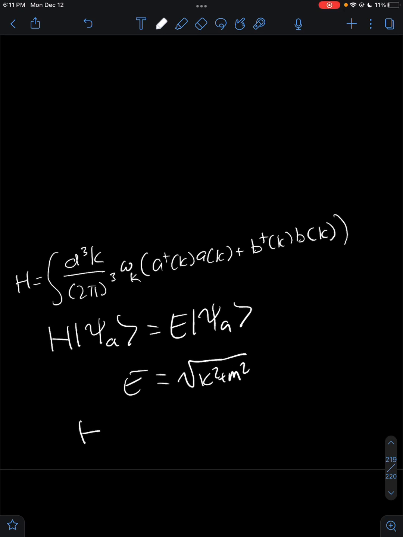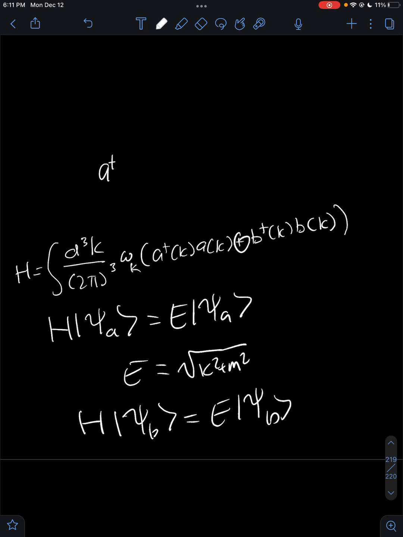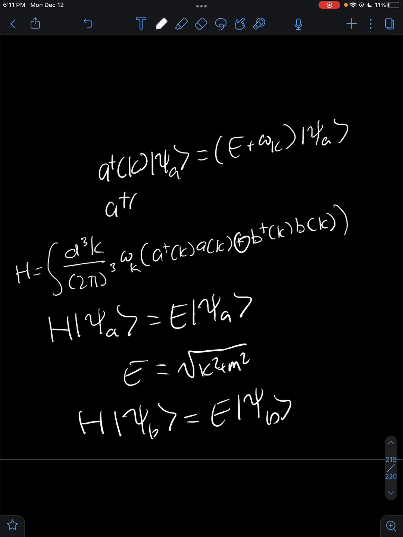If the Hamiltonian acts on some antiparticle state, psi B, we're going to get the exact same thing because we have a plus right over here. Or in other words, A conjugate K acting on some state is going to raise the energy of the state by omega K, if this is an A state. And then B conjugate K, acting on some B state, will also raise the energy by omega K.